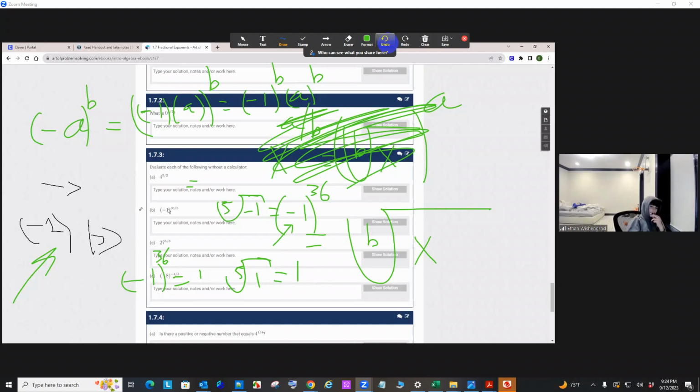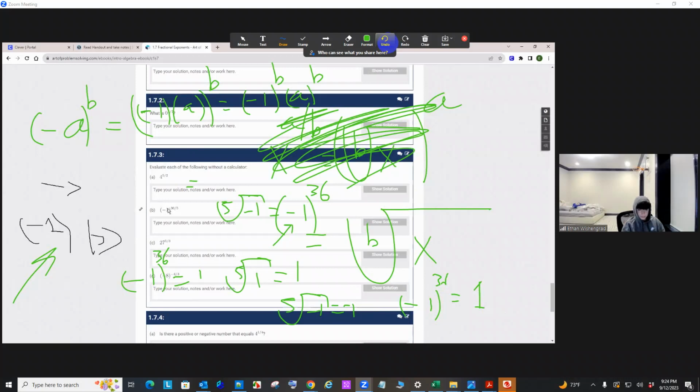Or you could take the fifth root of negative 1, which is negative 1, and then do negative 1 to the 36th power, which is 1. Do you see how you could view it both ways? You could view it two different ways.